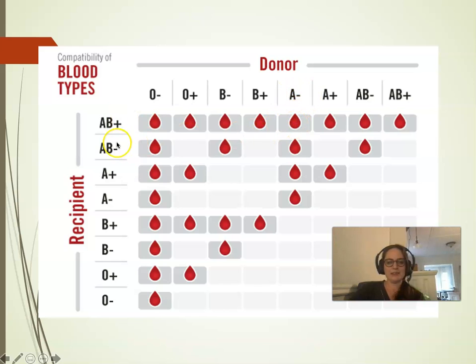So A negative can give to AB positive because we have the A type antigens, and so do they. And they're negative. It's okay for negative to give to positive because there's just nothing there for the recipient's blood to react to on that blood cell. That's the way to say that. I think I'm going to not muck it up by saying any more than that.